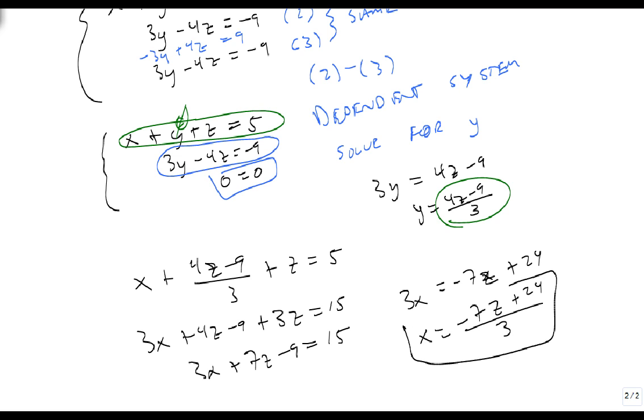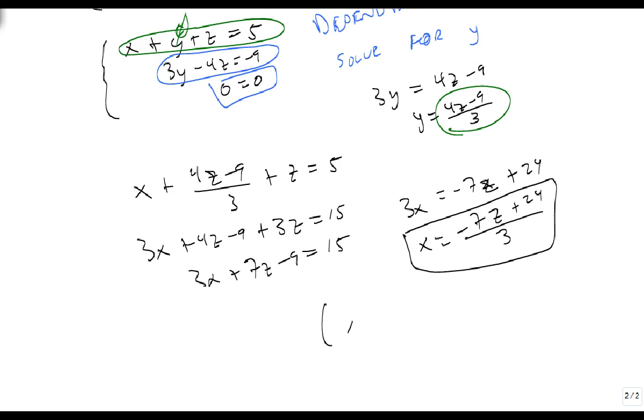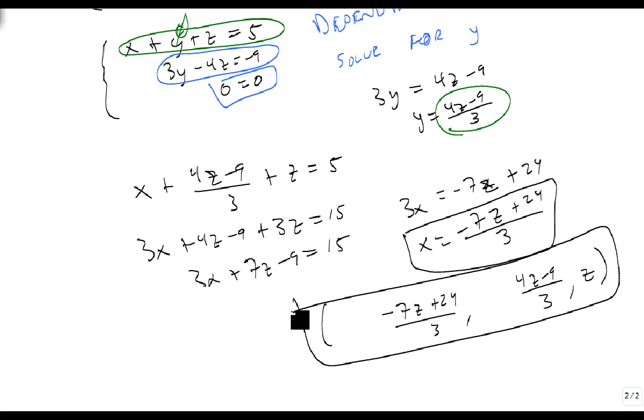And this becomes our answer. So our answer is this parametric answer where the x depends on whatever z is. The y depends on whatever z is, and the z is just z. So I could actually write this without the x or the y. And here's my parametric answer. Here's my x, my y, and my z. And I can get points by picking a z, and that will give me the dependent y and the dependent x. So whenever we end up with a 0 equals 0, we have a dependent system, and we solve for it parametrically.